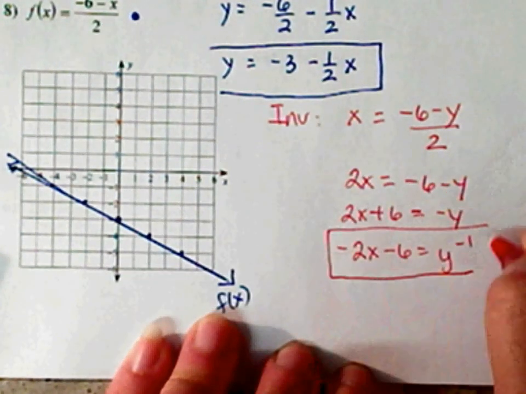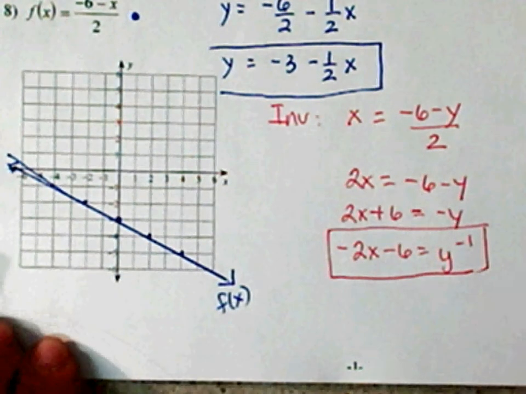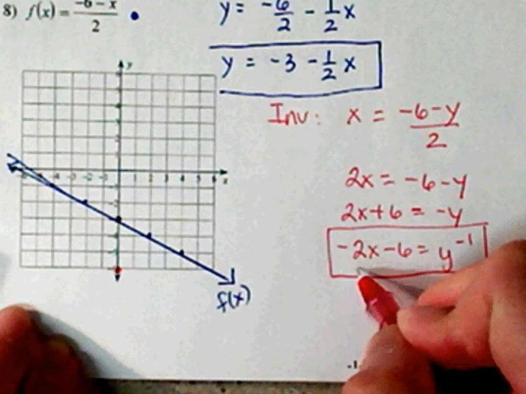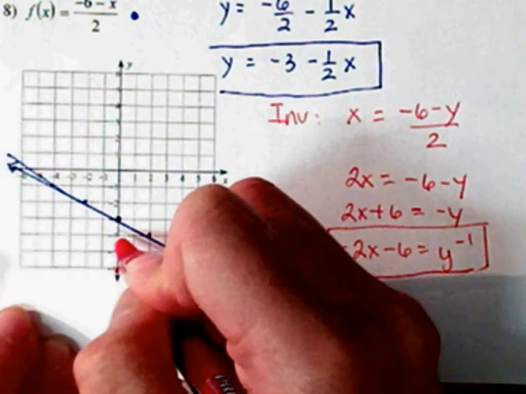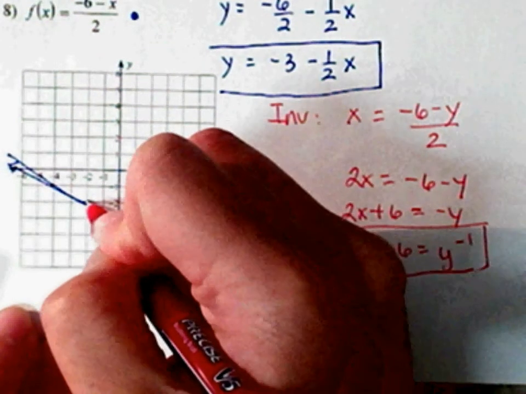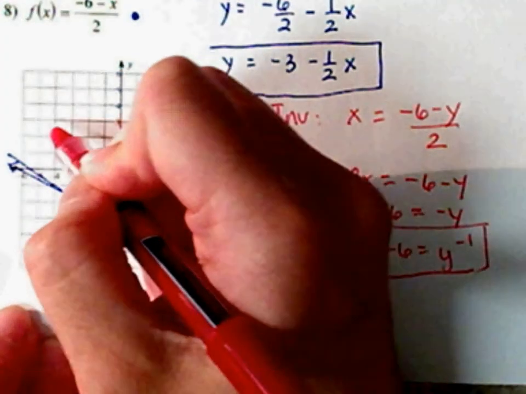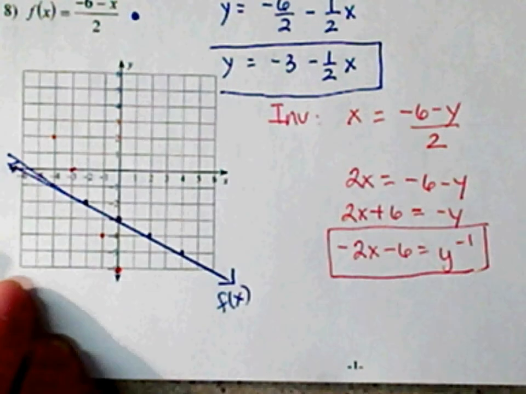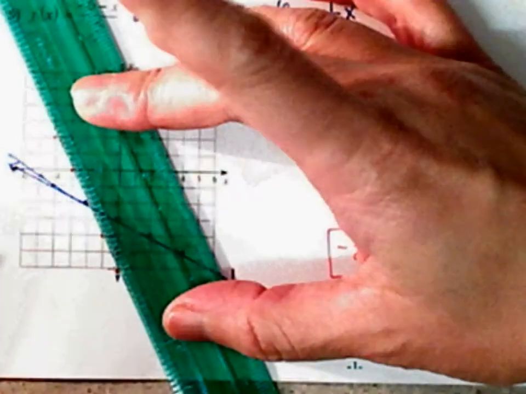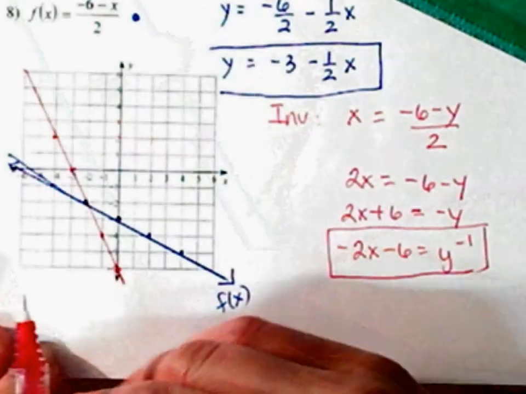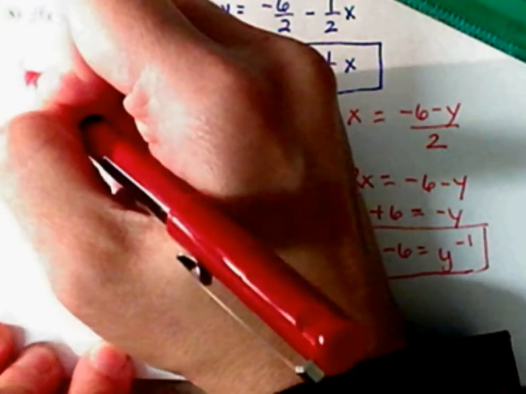Okay? Plot that one. Negative 6. Slope is negative 2 over 1. Up 2 over 1. Up 2 to the left 1. And there I have my points. Up 2 to the left 1. And you can just keep going. Connect your lines. And there you have your inverse function, f of x to the negative 1.